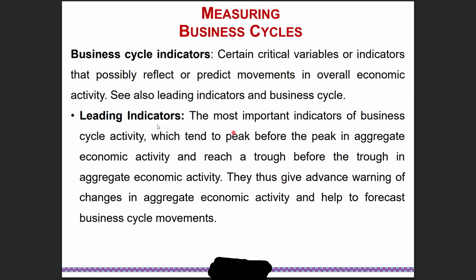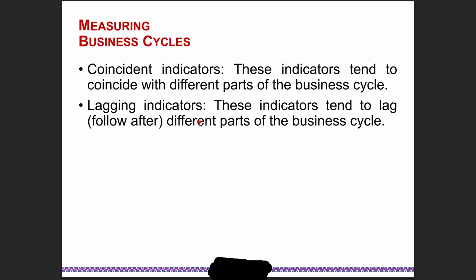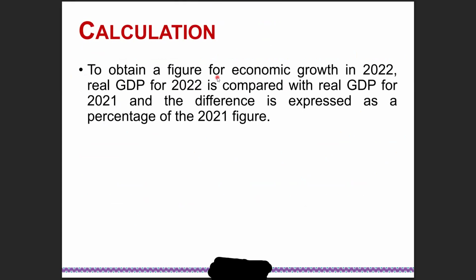So the leading indicators move before the business cycle can change. They predict where the economy is heading. The coincidence indicators move together with the economic activities. And then the lagging indicators follow after business cycles, right? They serve to confirm the behavior of the coincidence indicators, right? Yeah, that is just it.